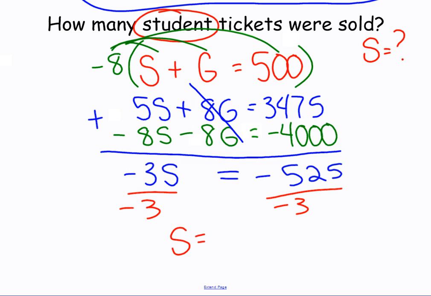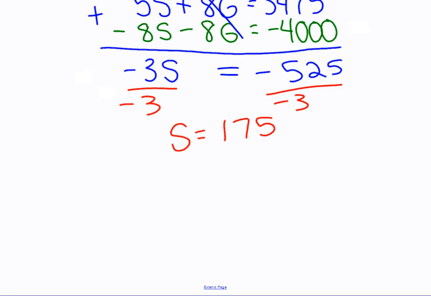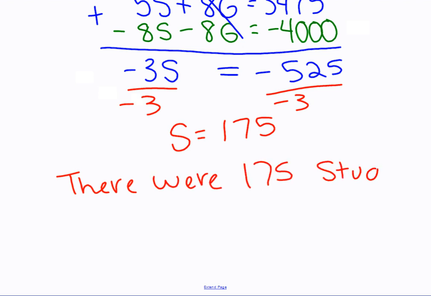S equals 175. To put that into explaining the answer, there were 175 student tickets sold. And there you have it. We wrote a system of equations to model the situation, and we used it to solve our value of how many student tickets were sold.